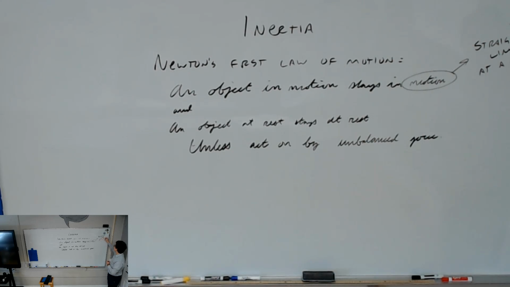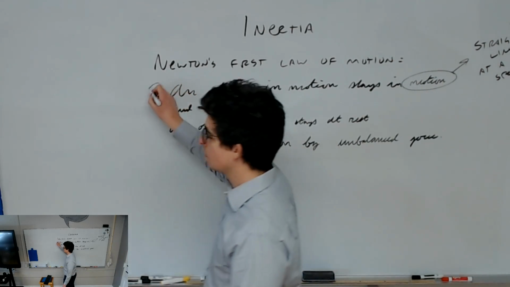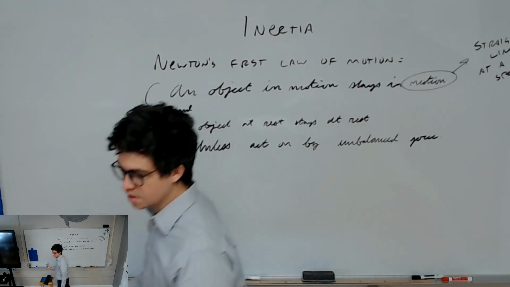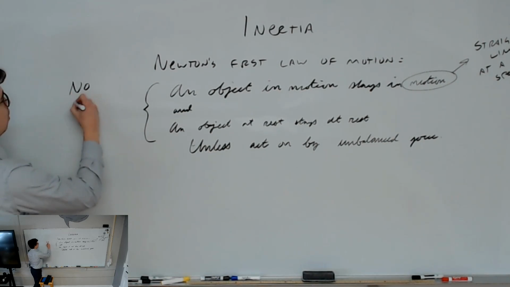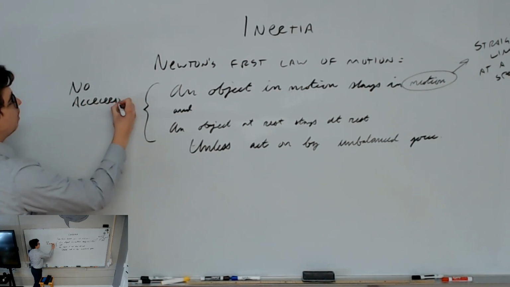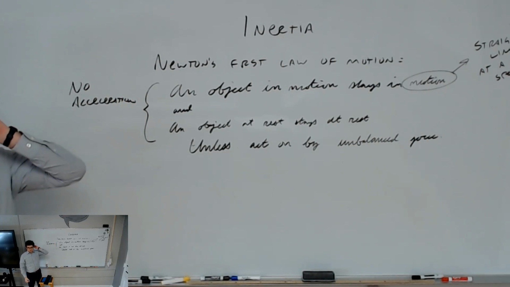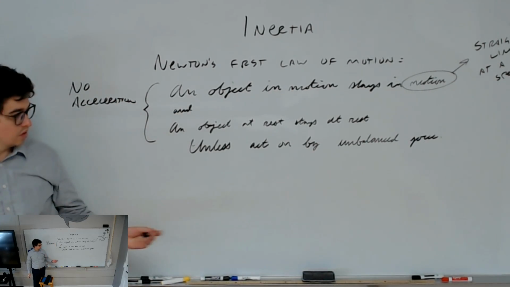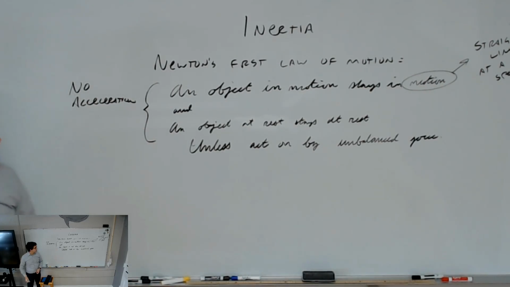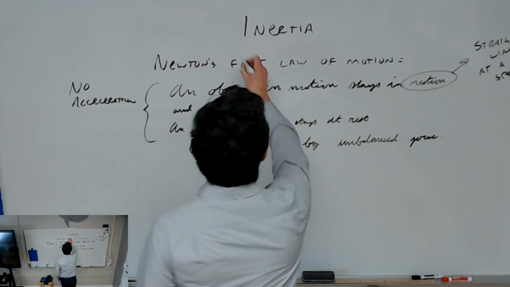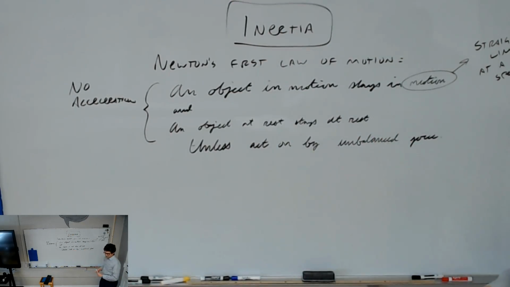So this motion here specifically has to be a straight line at a constant speed. Basically, both of these things are saying the object is not doing what? Accelerating. Both of these, there's no acceleration. And we already know that unbalanced forces cause acceleration. And so in both of these cases, there's no unbalanced force, and so there's no acceleration. And this whole thing is called inertia.